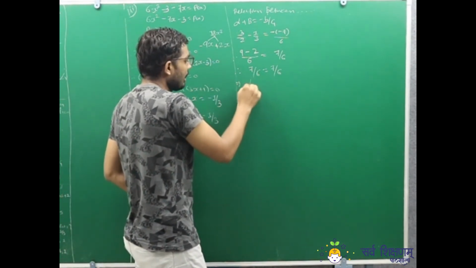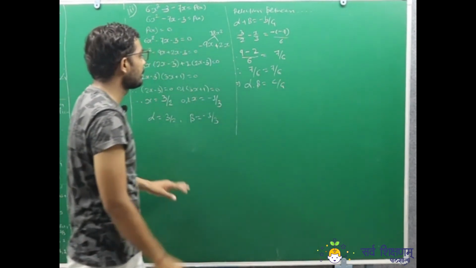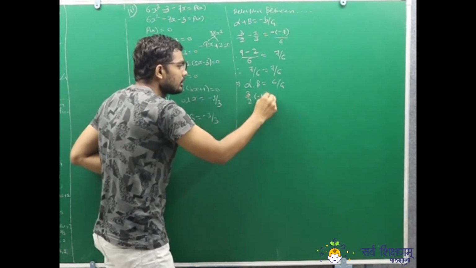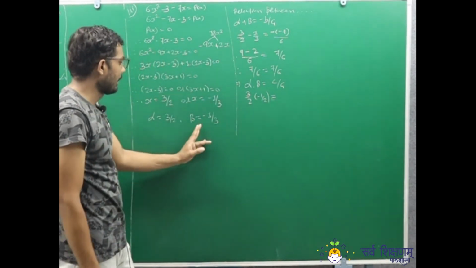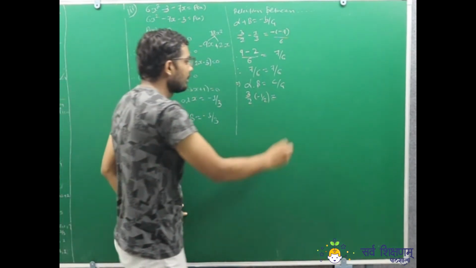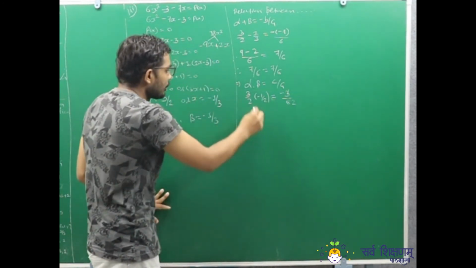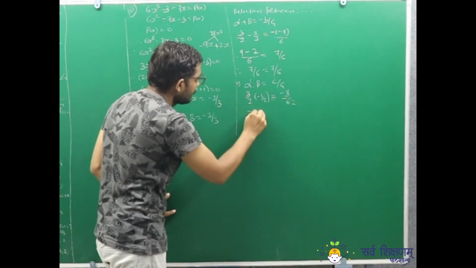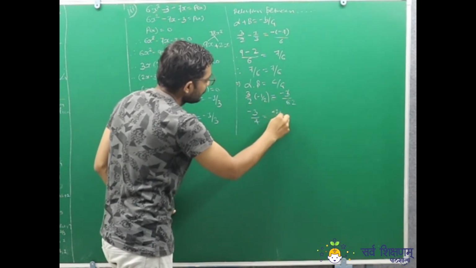So, another relation, alpha into beta is equal to c by a. Alpha is equal to 3 by 2 and beta is equal to minus 1 by 3. Therefore, multiplication of 3 by 2 and minus 1 by 3, and the value of c is minus 3 and the value of a is 6. It becomes minus 3 by 6. 3 into minus 1 is minus 3, divided by 6, is equal to minus 1 by 2.